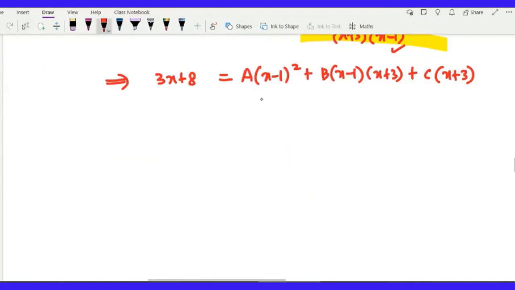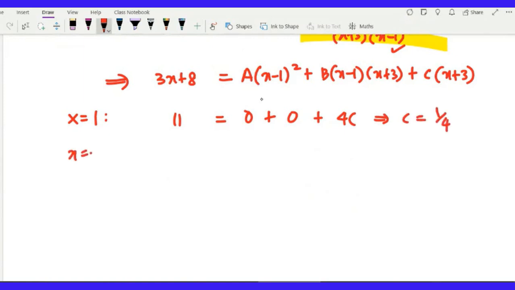So when you substitute X equals to 1, 3 times 1 plus 8, 11. Yang ni 1 minus 1, 0, dah kosong. Ni pun 1 minus 1, 0, darab dengan apa pun 0. Itulah kata senang, cepat. Ni 1 plus 3, 4, 4C. So kita dapat C equals to 1 over 4.